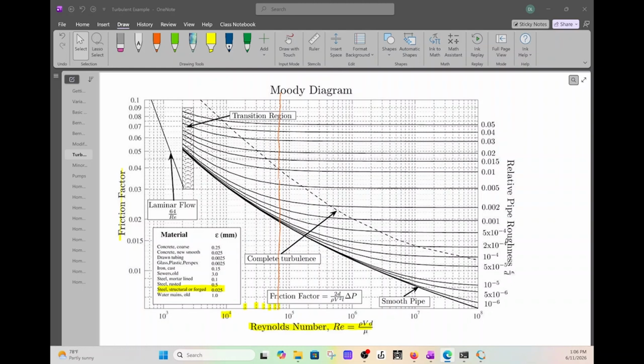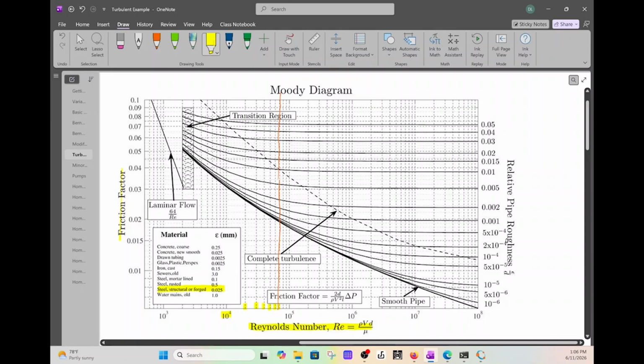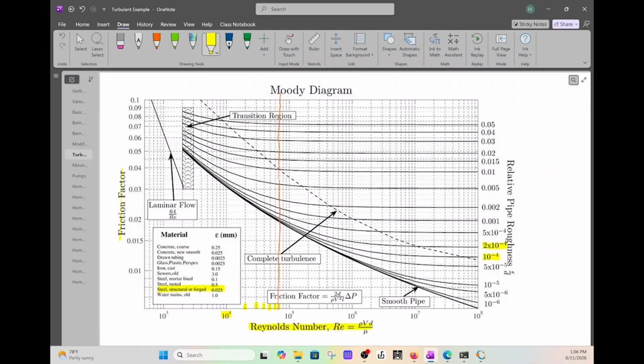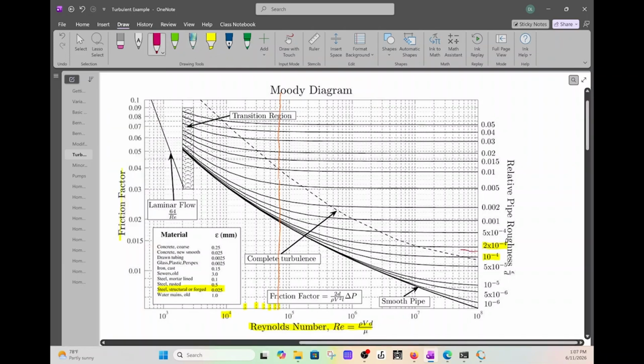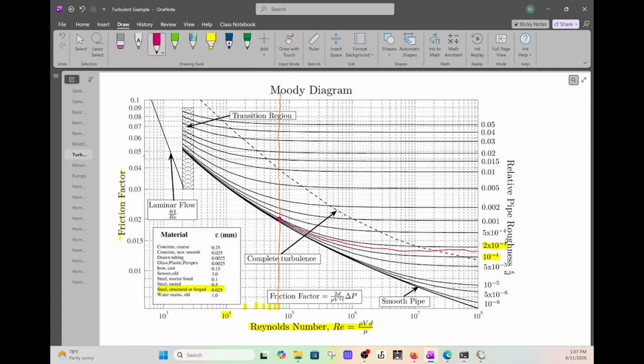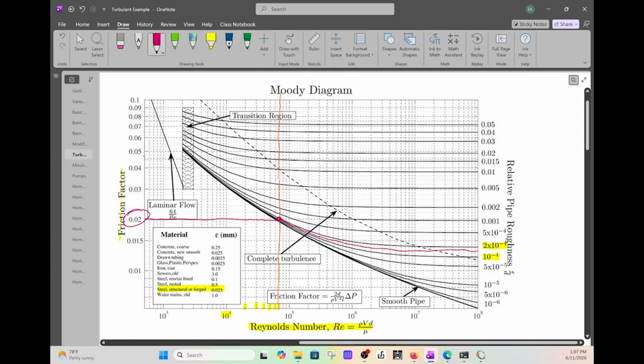So we are from here and here. We're kind of in between these values. Okay. So what we can do is follow the pattern of those curves in between. And then once you hit that Reynolds number, you scroll over to the left, and that is your friction factor. Okay. So that's how you use the Moody chart.